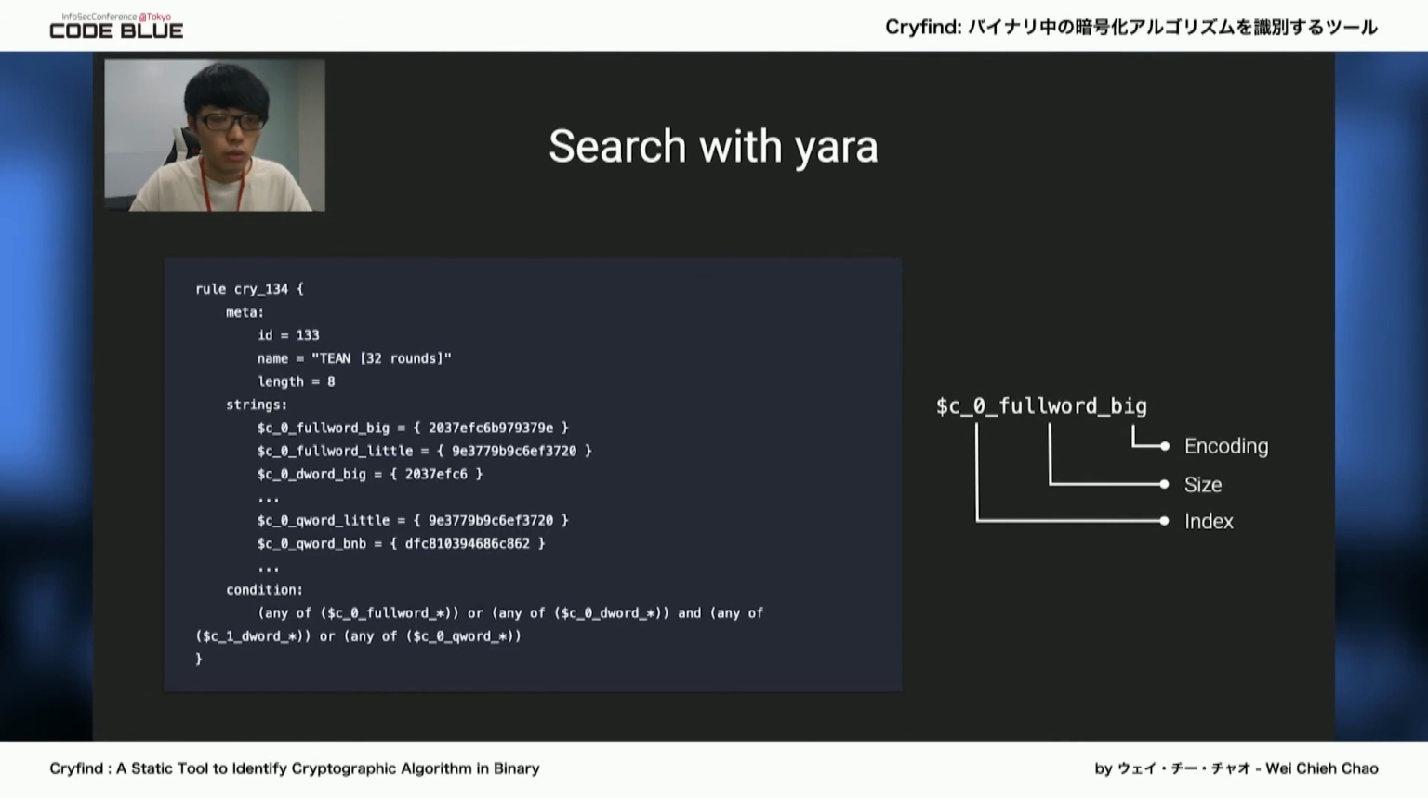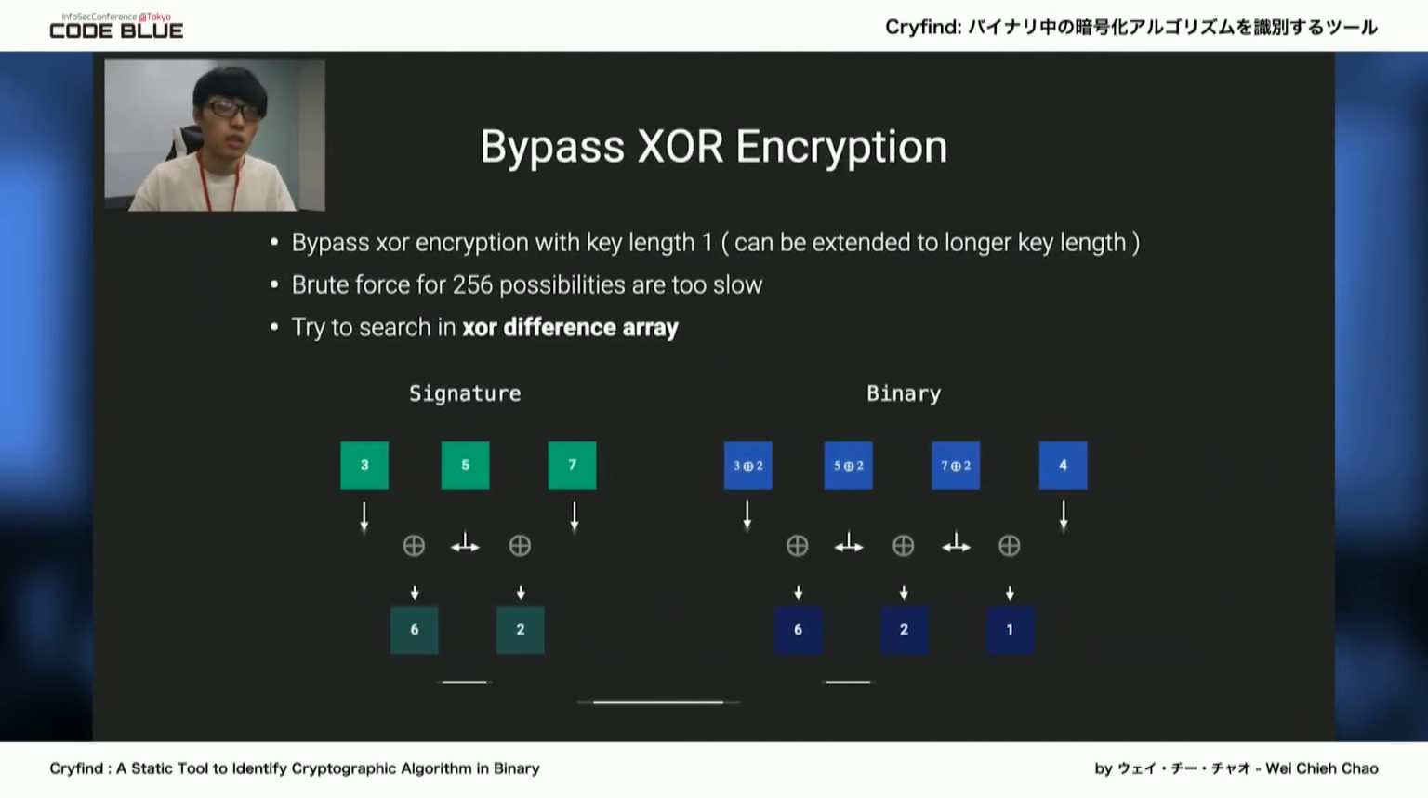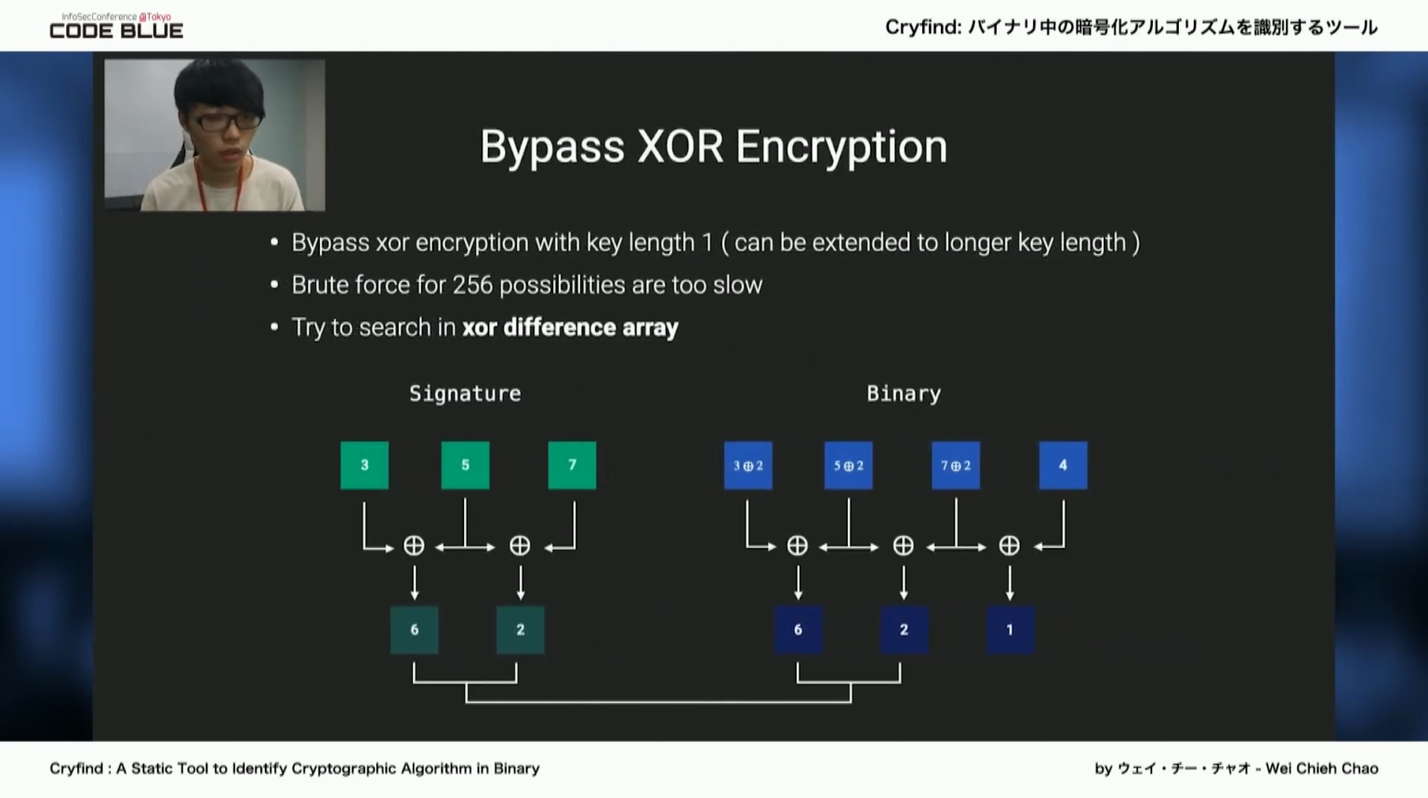And using the Yara rule engine, here is the example of our tool to export the Yara rules generated. And you can see that it's actually just combinations of different encoding and size. Simple data obfuscation techniques include XORing a secret key on a sequence of bytes. So we try to deal with this case.